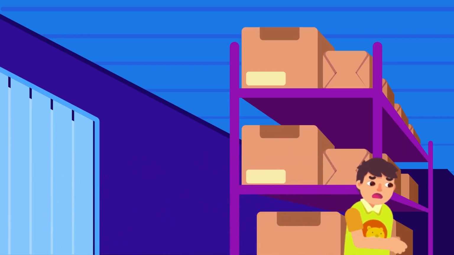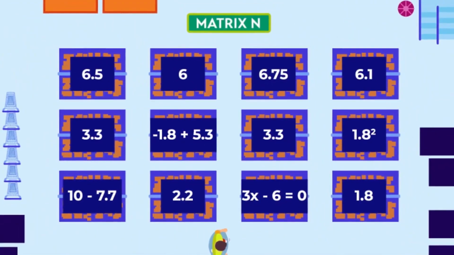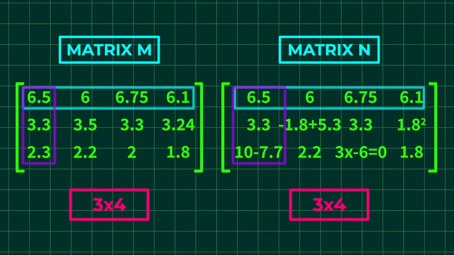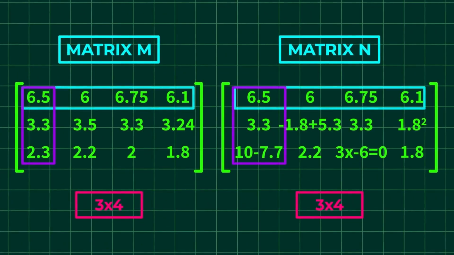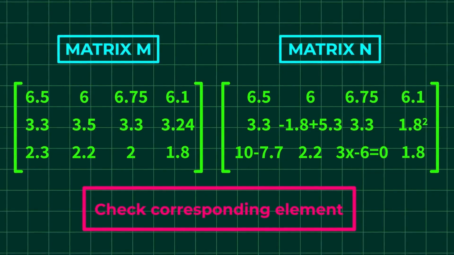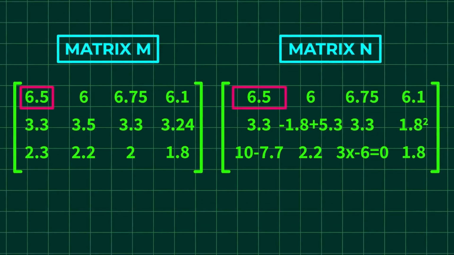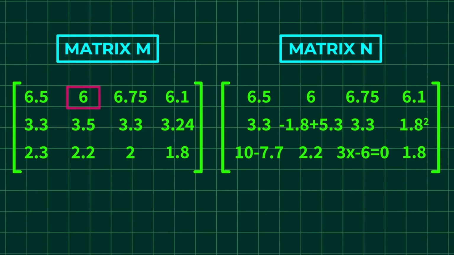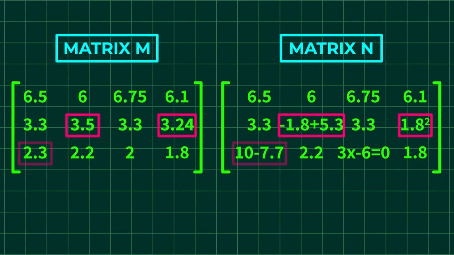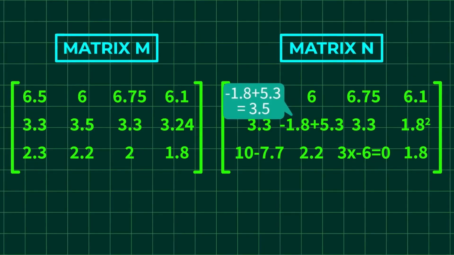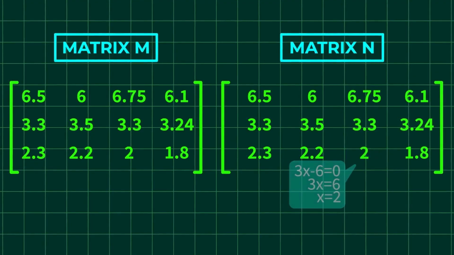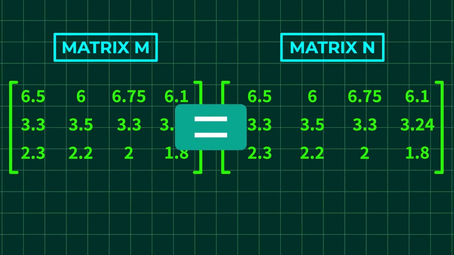A matrix can be equal with another matrix as long as they have the same order and the corresponding elements are equal. Look at the following matrix N. Is it equal to matrix M? First, check their orders. Both are 3 by 4 matrices, so the first requirement is fulfilled. Second, look at the corresponding elements of the matrices. Element M11 should be equal to N11, M12 should have the same value as N12, and so on. In matrix N, some of its elements look different. But if we solve the operations first, we can clearly see that they have equal values. Hence, matrix M and N are equal matrices.